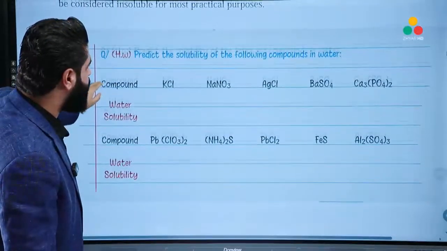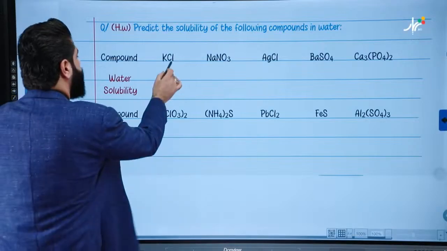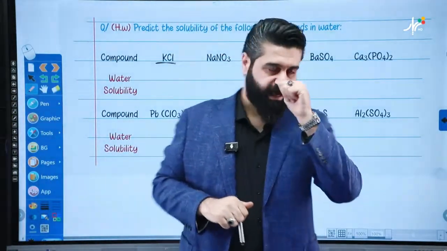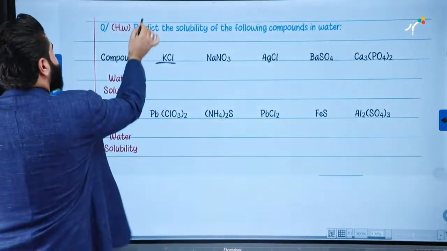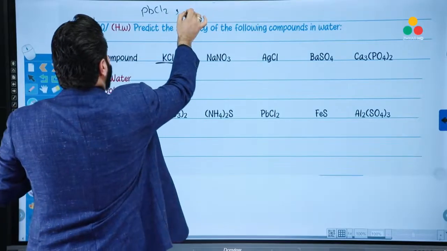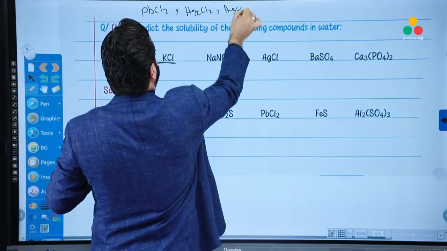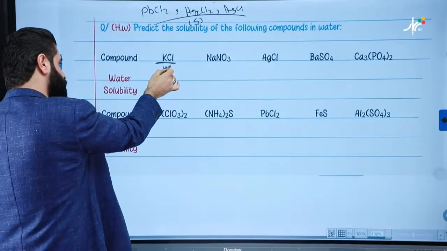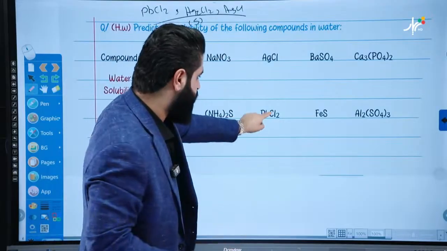Let's predict the solubility of the following compounds. KCl. It's aqueous or S. Wait. First rule, chlorides. Yeah, we have Cl. How was the rule of chlorides? Chlorides, only PbCl2, Hg2Cl2, and AgCl are solid. If not, it's aqueous. Yeah, this is aqueous. How about PbCl2? Wait, we have it here.